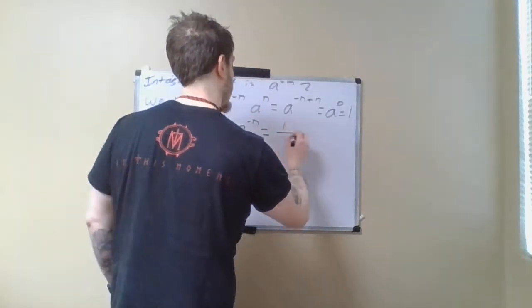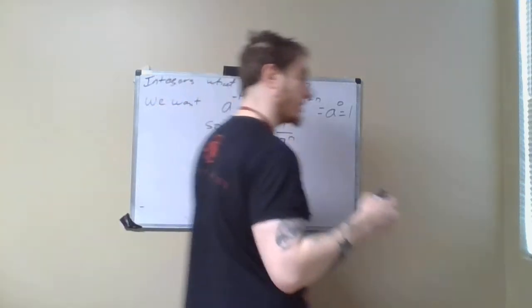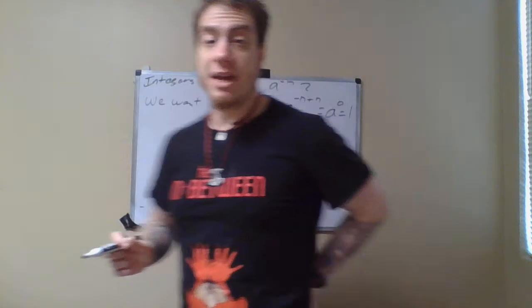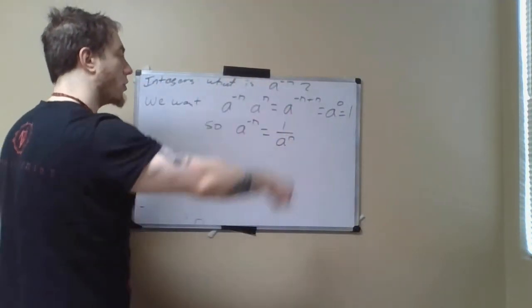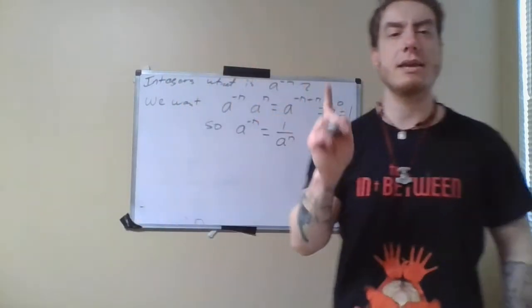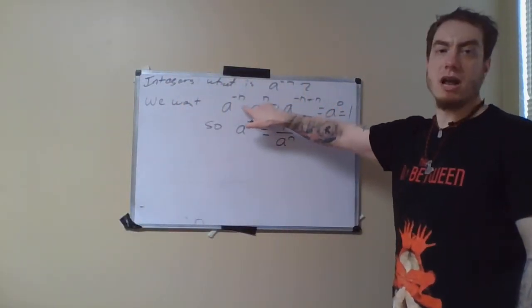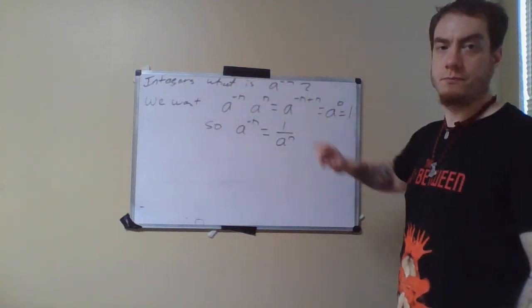A to the minus n is 1 over a to the n. It is the multiplicative inverse of a to the n, and so that's what we're going to define it as. We are going to define a to the minus n to be 1 over a to the n. It's the only thing I can do that preserves this idea that when I have a multiplication like this, I just have to add the exponents.